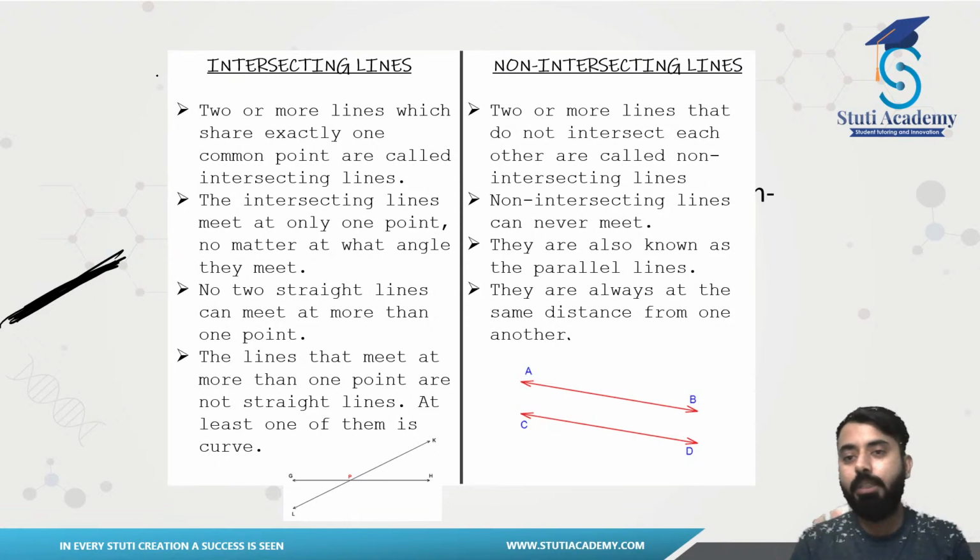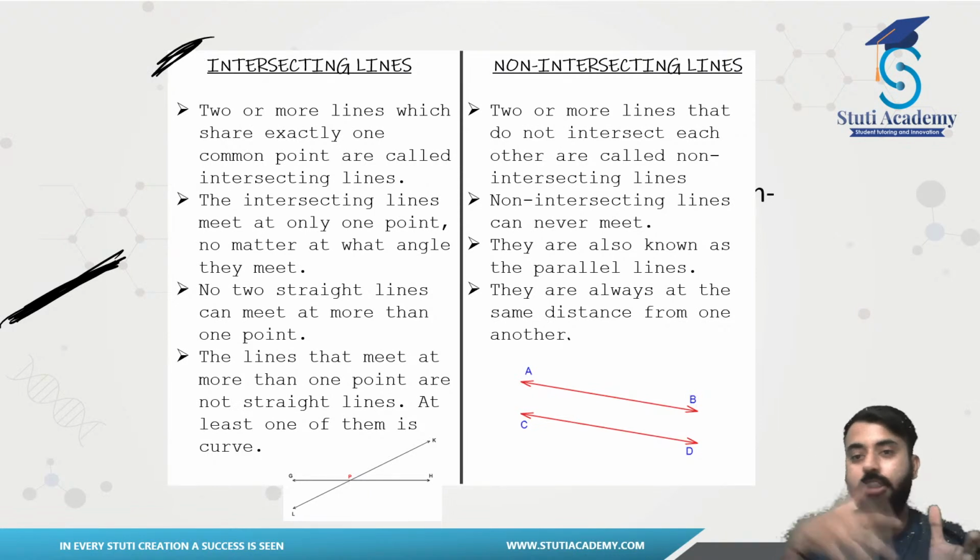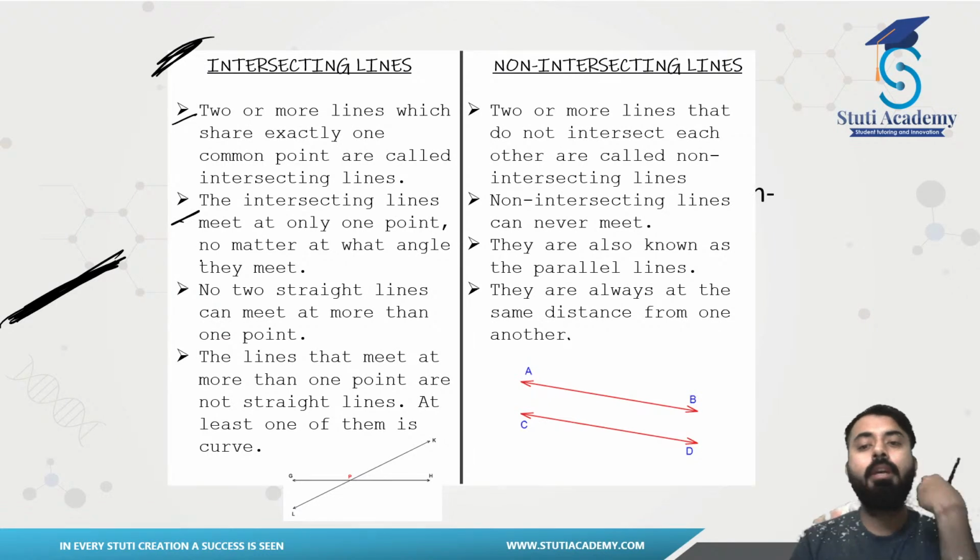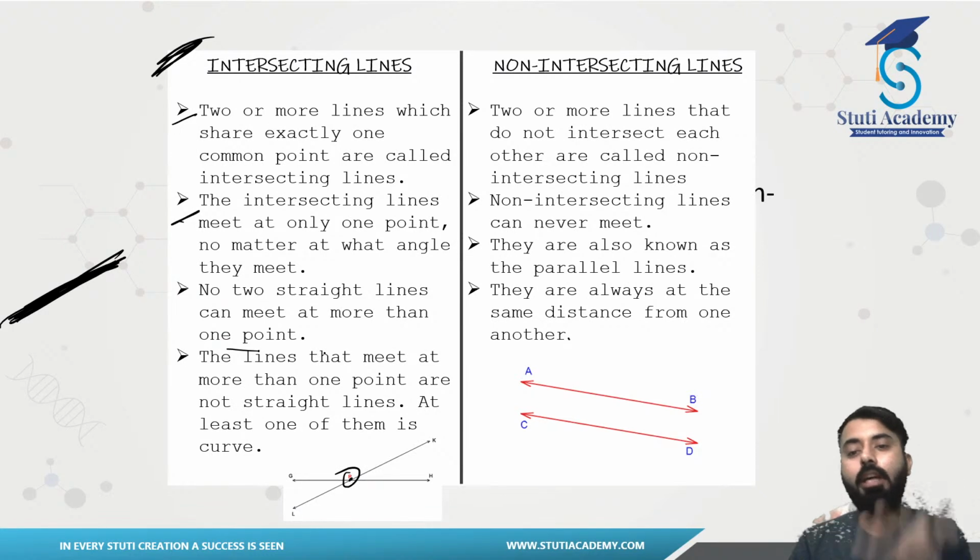Let's just come back to our topic right here. So intersecting lines, 2 or more lines which share one common point, or you can say concurrent lines. Intersecting lines meet at only one point, no matter at what angle they meet. There is no condition regarding an angle. They can form any angle, but there will be just one common point. Now no two straight lines can meet at more than one point. This is already discussed with you. The lines that meet at more than one point are not straight. One of them has to be curved.